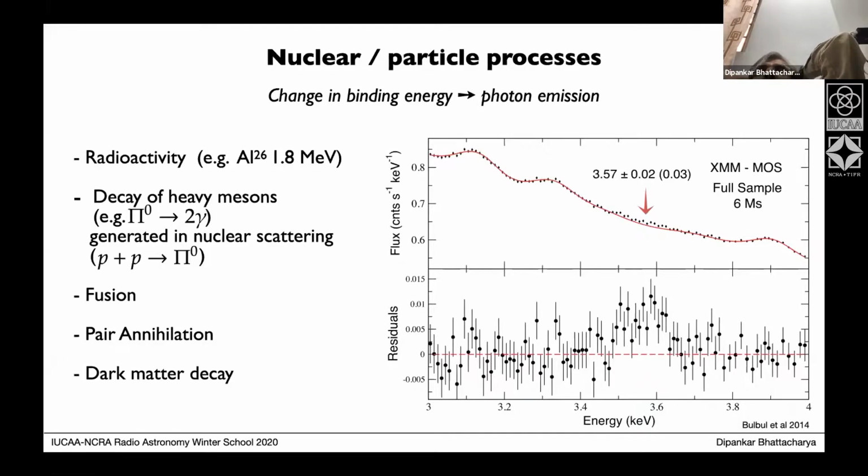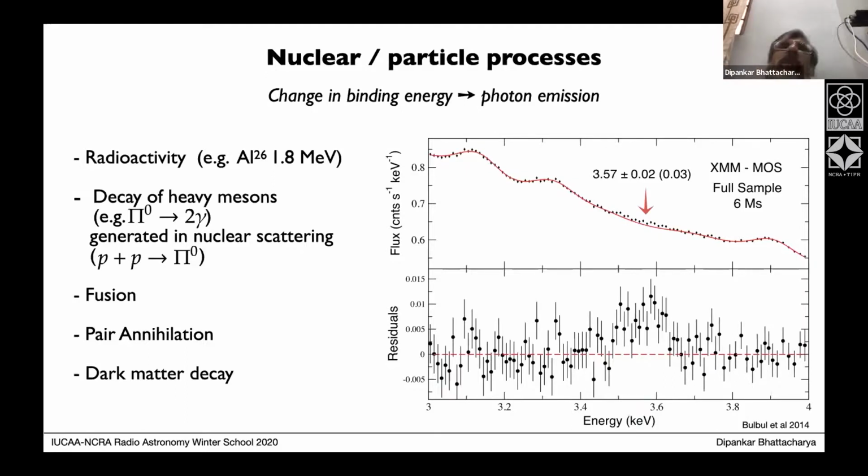Now, the diffuse gamma emission that we see in most of the sky comes primarily from decay of heavy mesons. For example, the pi0 meson decaying into 2 photons. And the pi0 mesons get generated in nuclear scattering. For example, 2 protons can interact with each other and produce a pi0 meson. And this pi0 meson then decays and produces 2 gamma photons. And this is a copious contributor to the diffuse gamma ray emission that is observed.